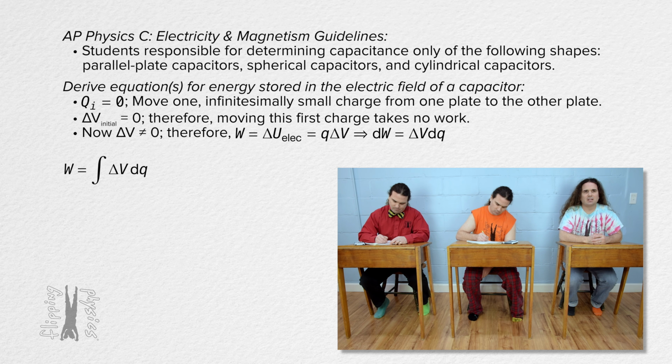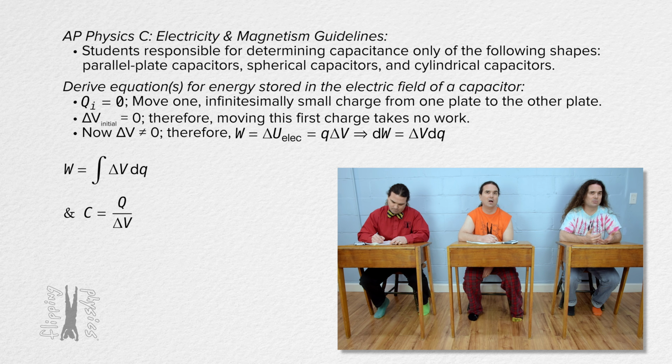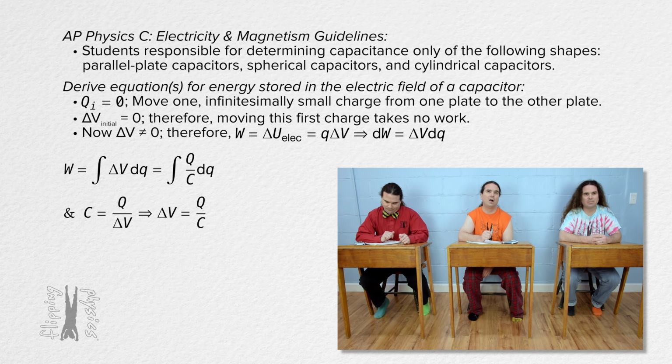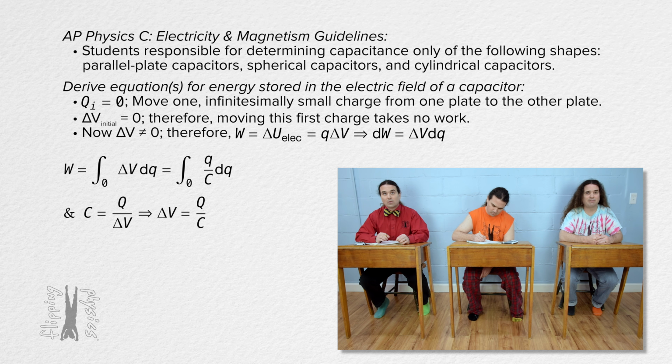I guess we need to get electric potential difference in terms of charge to be able to take that integral. Capacitance equals charge over electric potential difference. So electric potential difference equals charge over capacitance. And we can substitute that into the integral, but we use a little q for charge to indicate that it is a changing variable. The limits on the integral are, well, the initial charge on the capacitor is 0, and the final charge on the capacitor is capital Q, so those are the limits.